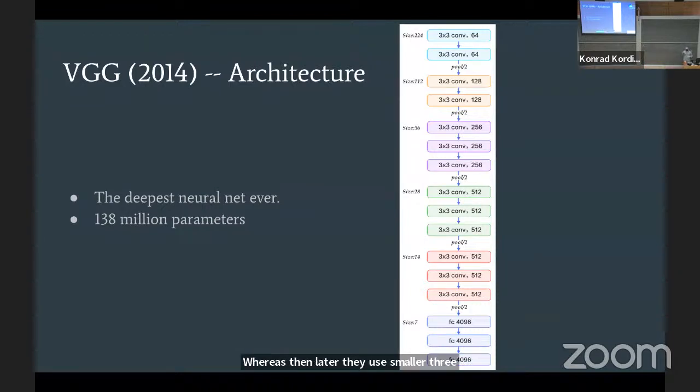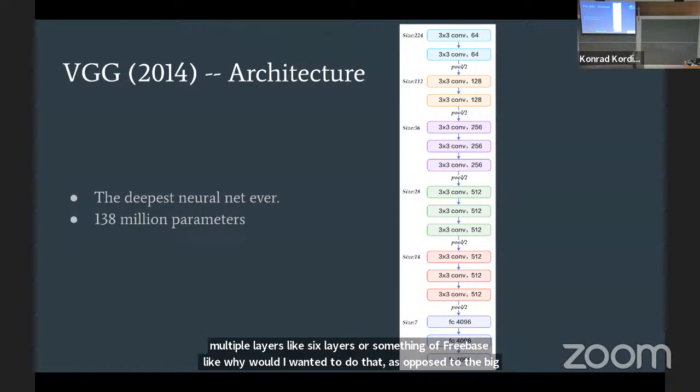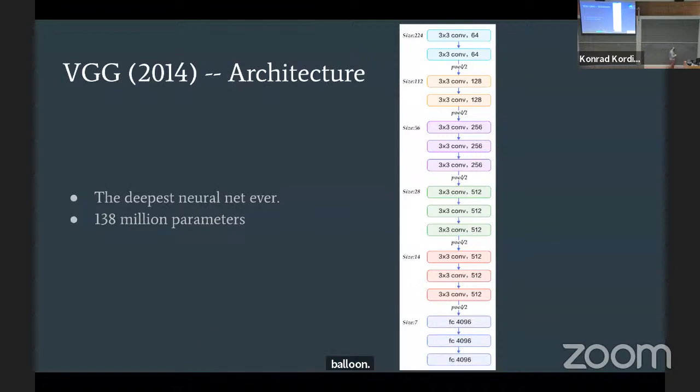So what's the advantage of having lots of small convolutions versus one big convolution? If I want 11 by 11, I could either have 11 by 11, or I could have multiple layers, like 6 layers or something of 3 by 3. Why would I want to do that as opposed to the big convolutions? Yeah, there might be local features. The other one is, of course, it requires far fewer parameters in a way. That's 3 by 3, it's tiny.